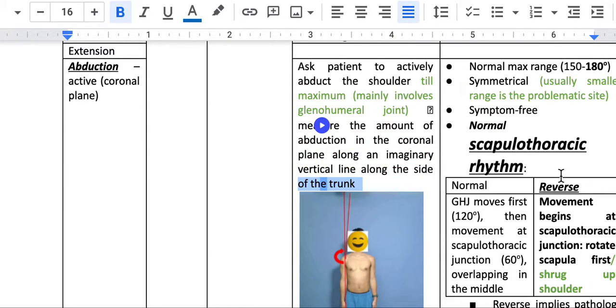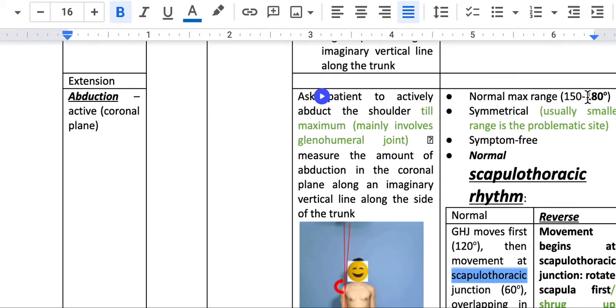side of the trunk. Normal max range, 150-180. Symmetrical; usually the side with the smaller range is the problematic site. Symptom-free normal scapulothoracic rhythm: normally the GHJ moves first, 120, then movement at the scapulothoracic junction, 60. Overlapping in the middle, movement begins at the scapulothoracic junction.